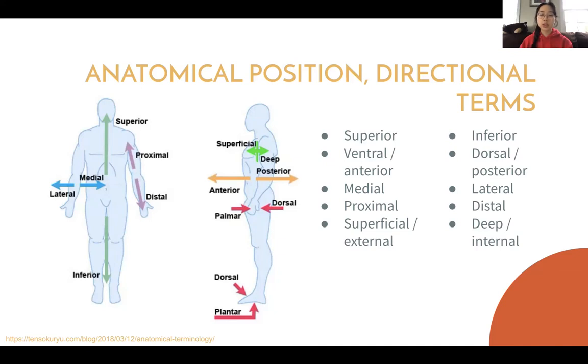And lastly, superficial and deep are opposites. Superficial means closer to the surface or the skin. Deep is further away from the surface of your body.